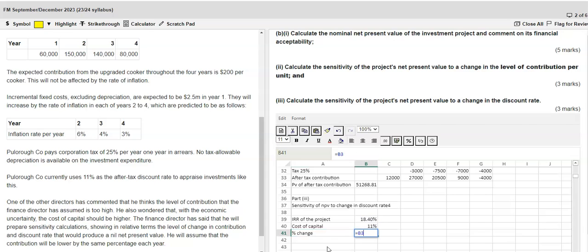18.4, bracket start, 18.4 minus 11 divided by 11. So you can write the comment that if cost of capital increases by 67% and becomes equal to 18.4, NPV will become 0. NPV will become 0. That's how you will comment.